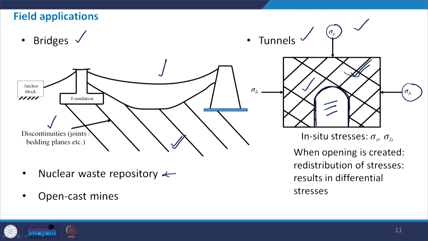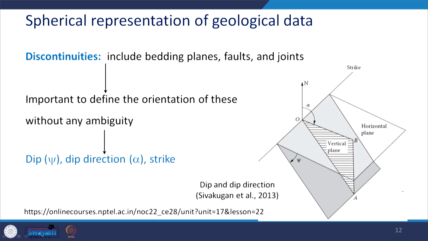Then we have the nuclear waste repository and the open cast mines also as applications of rock engineering. So, we have seen that discontinuities are important, and when the rocks have these discontinuities, it becomes the rock mass. So, the question comes: how to represent these discontinuities or any geological data that is present, maybe in the form of shear zone, thrust zone, like that. So, let us see how these can be represented spherically.